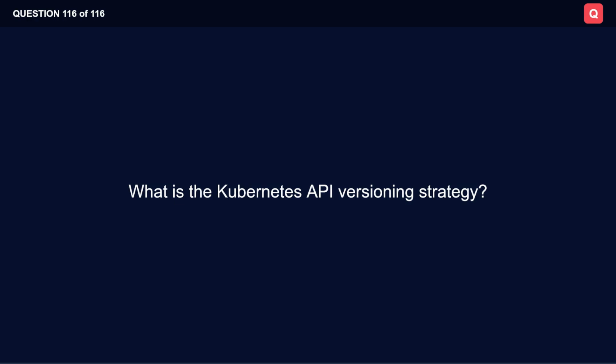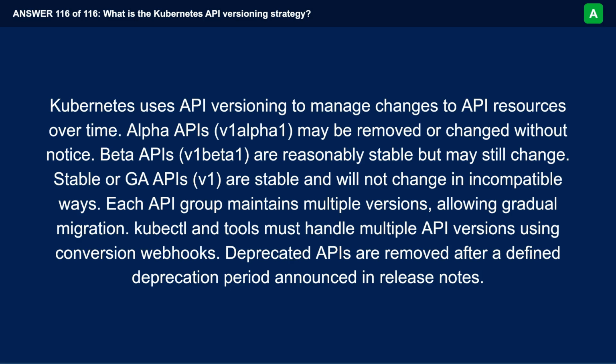What is the Kubernetes API versioning strategy? Kubernetes uses API versioning to manage changes to API resources over time. Alpha APIs, v1alpha1, may be removed or changed without notice. Beta APIs, v1beta1, are reasonably stable but may still change. Stable or GA APIs, v1, are stable and will not change in incompatible ways.